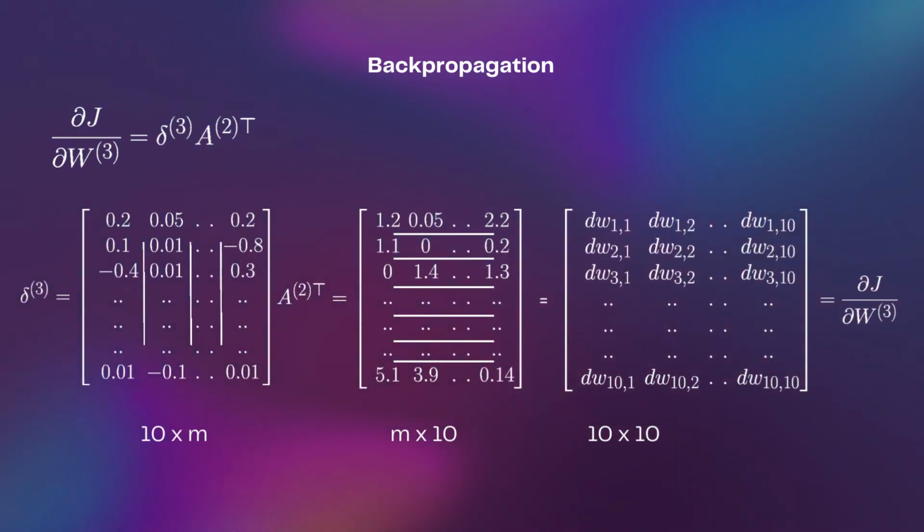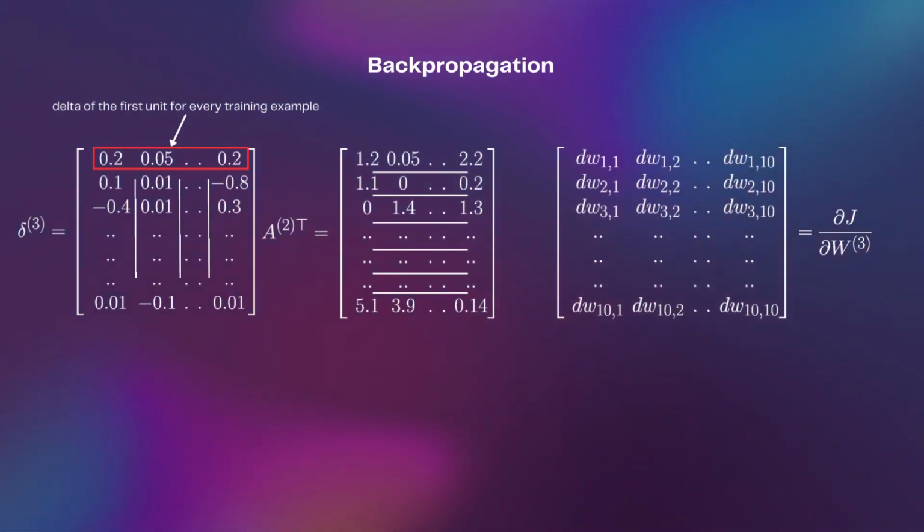For the derivative with respect to W3, we know that we have to multiply delta 3 and H2. In this case, we have to perform the matrix multiplication between delta 3 and H2 transposed to match the actual dimensions. After multiplying, we obtain a 10 by 10 matrix, the partial derivative of each weight of the third layer. And if you think about it, the first row of delta 3 corresponds to the delta of the first unit of the third layer for each training example. The first column of H2, since we transposed it, corresponds to the result of the first unit of the second layer for each forward propagation of the training example.